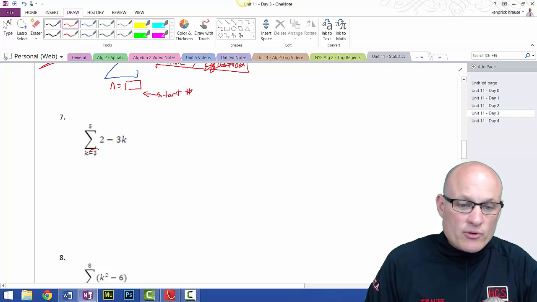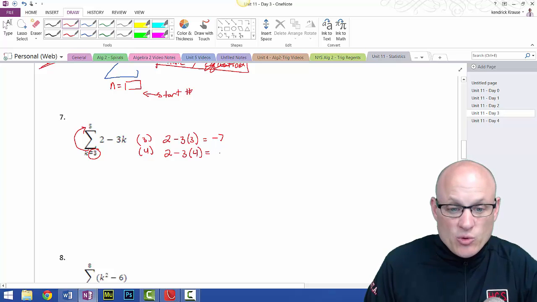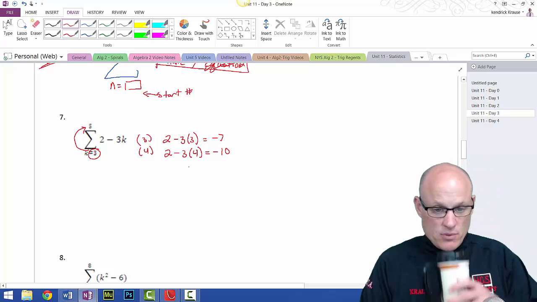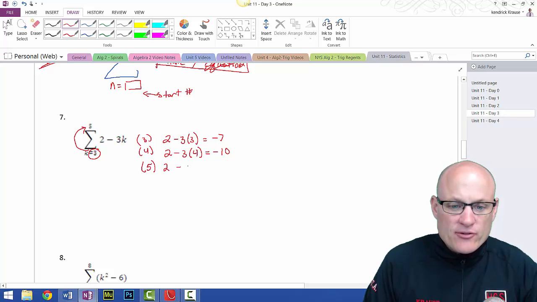For example, here's what we're going to do. First thing, the first number is 3, so I'm going to plug in 3. So I get 2 minus 3 times 3, and that's -7. And then I'm going to plug in the next number, and you go all the way till you get to 5. Now I'm going to plug in 4. So 2 minus 3 times 4, and I get 2 minus 12, which is -10. And then I'm going to plug in 5, where I get 2 minus 3 times 5, and I get -13. And then if I added all these up, that would be -30.